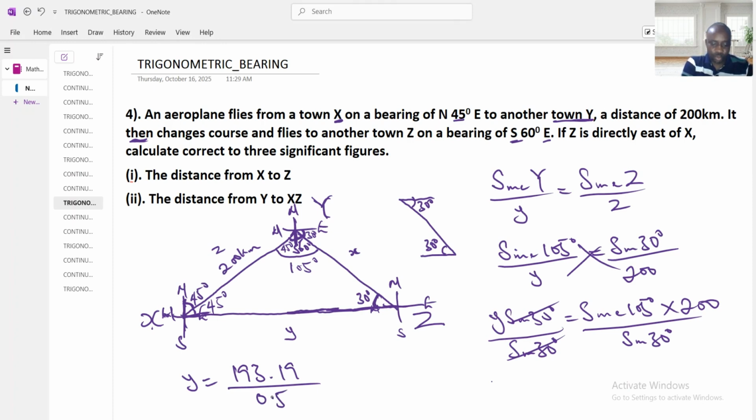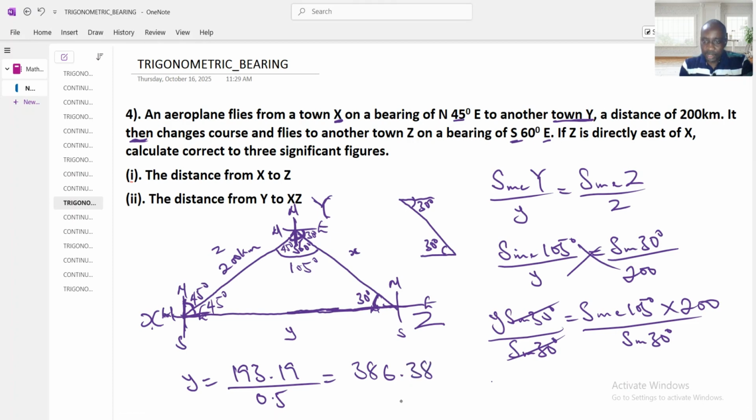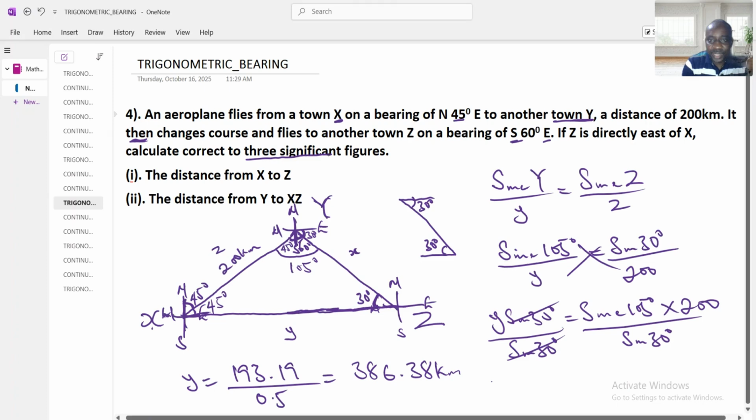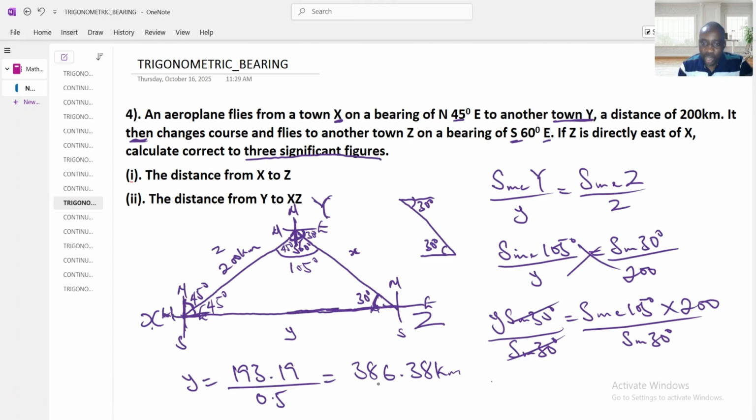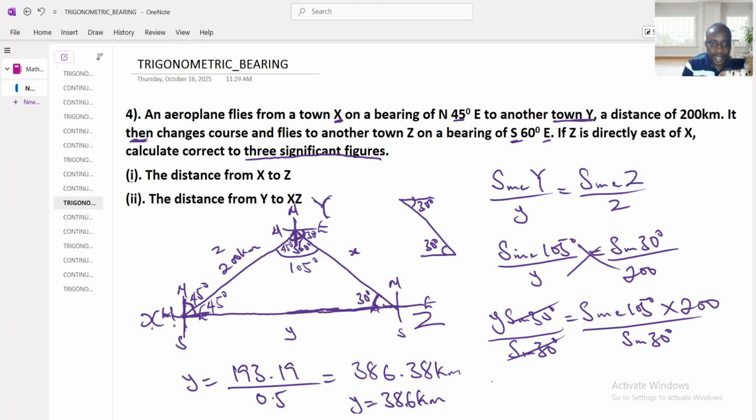Now we divide: 193.19 divided by 0.5 gives me 386.38. And what is the unit in the question? It is in kilometers. And the question says, correct to three significant figures. For three significant figures, you count 1, 2, 3. The next digit is not 5 or above, so we ignore it. Our final answer is 386 kilometers. That's the distance between X and Z.